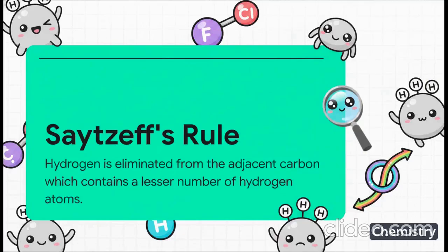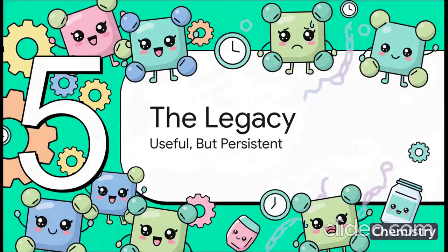Okay, so here's the formal rule. When a molecule has a choice of which adjacent carbon to remove a hydrogen from, the reaction will almost always remove it from the carbon that is already bonded to fewer hydrogens. It makes the poor carbon poorer. The reason this happens is that this path leads to a double bond that's more substituted with other carbon groups, and that creates a more stable, lower energy molecule in the end. Nature loves stability.